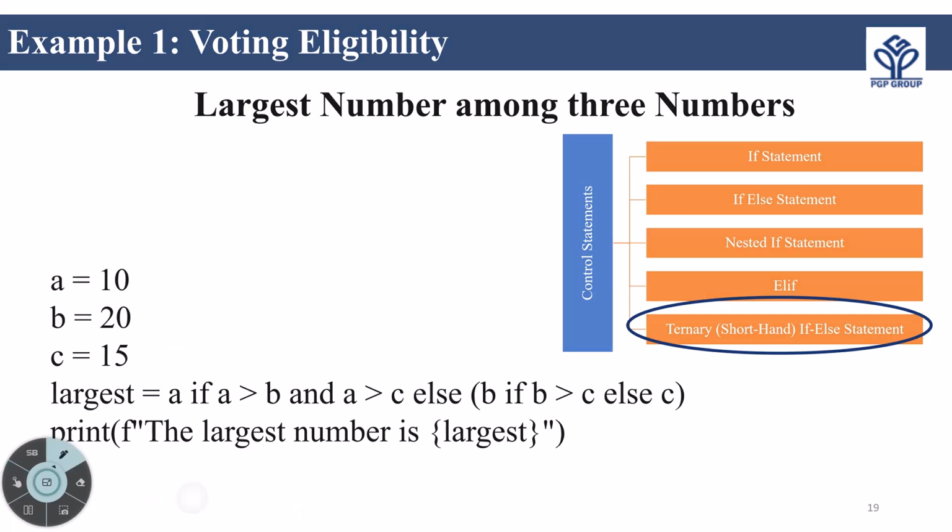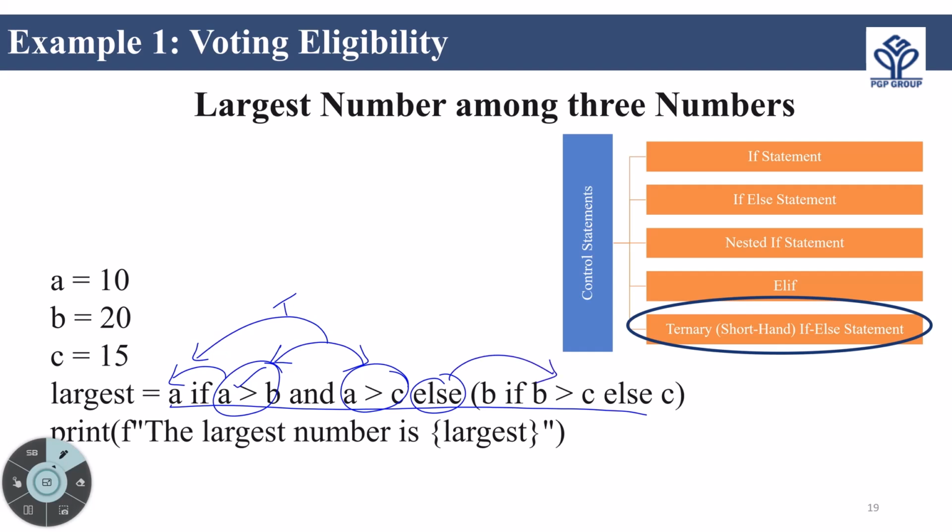Next one, ternary shorthand. We are using the expression, that is the conditions, in a single statement. To check the condition A greater B, print A. Okay, the condition is checked, this is true, A is printed, otherwise else this one is printed. Finally, which one is the largest number, only this is printed on this side. Okay, clear?